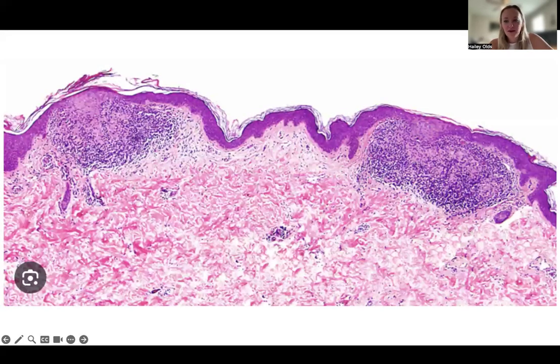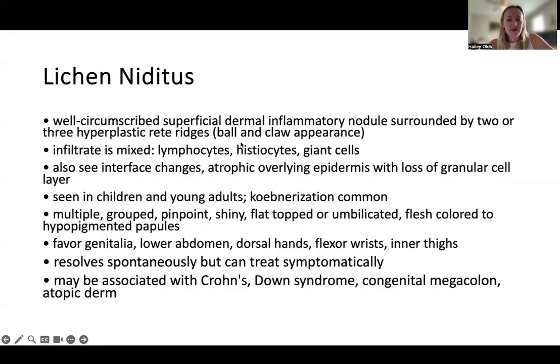Okay, last one, one of my favorites. So between a couple rete ridges here, here's two rete ridges, you have this ball of lymphocytes and some lymphocytic interface dermatitis, same thing over here. So this is lichen nitidus. They call this the ball and claw because the rete ridges sometimes claw around the ball of the inflammatory nodule.